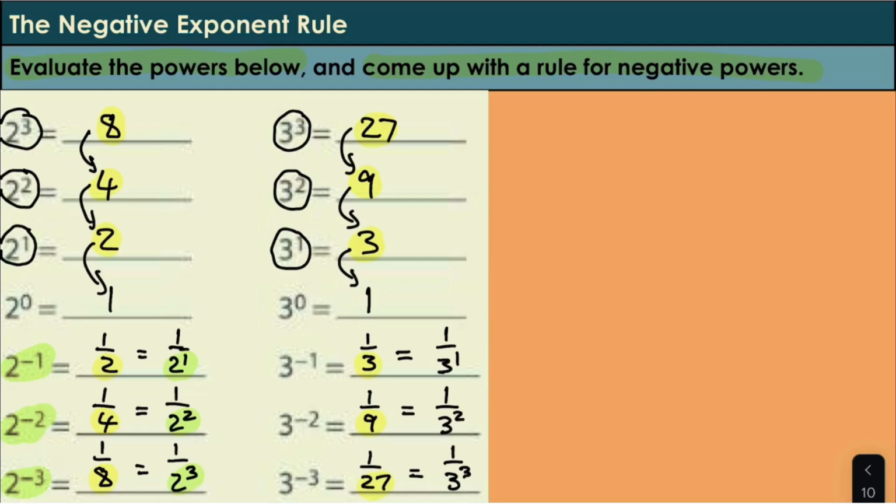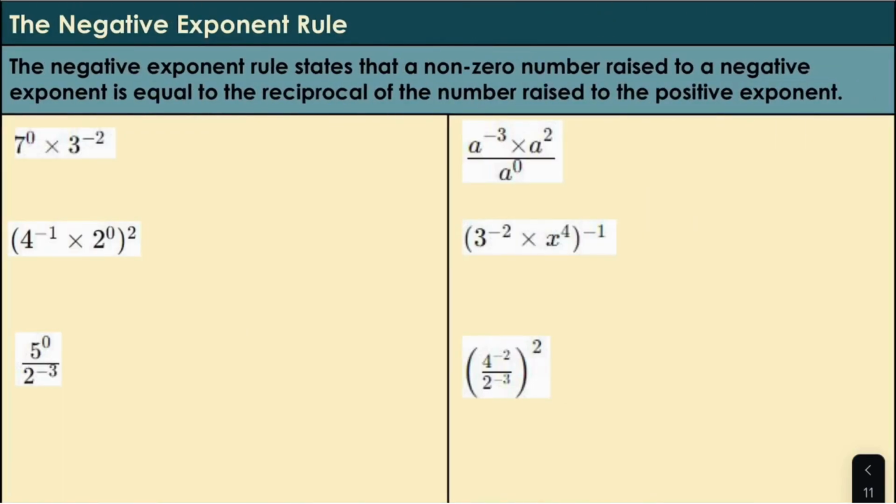Now in green, again we see something interesting. 3 to the negative 1 is equal to 1/3 to the positive 1. 3 to the negative 2 is equal to 1/3 to the positive 2. 3 to the negative 3 equals 1/3 to the positive 3. So here is our negative exponent rule. A non-zero number raised to a negative exponent is equal to the reciprocal of the number raised to the positive exponent. So let's try a few examples.